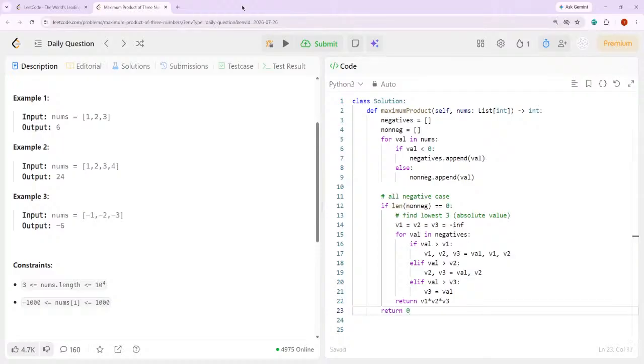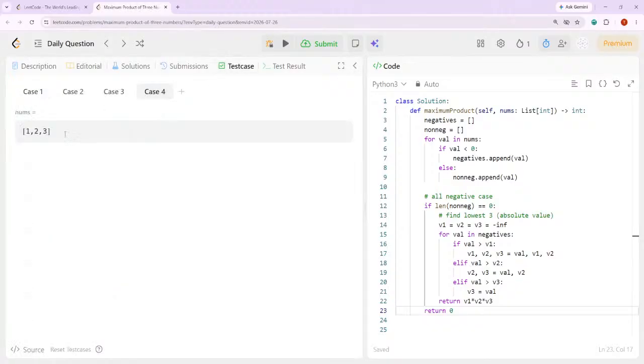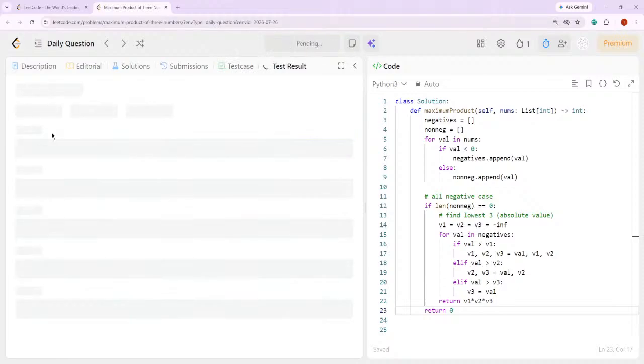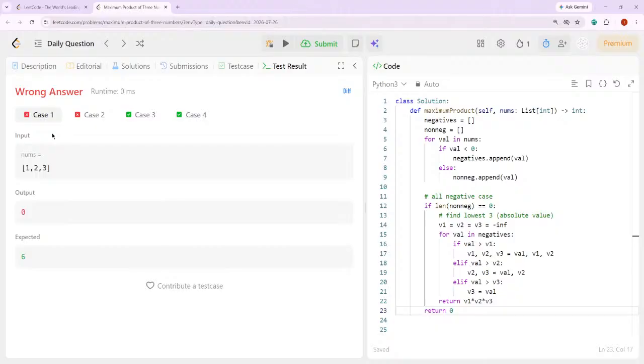Let's see if this works for the case of all negatives. Let's say it's -3, -5, -7, -11, -2. So it should be multiplying -2, -3, and -5. Get me a -30. Okay.